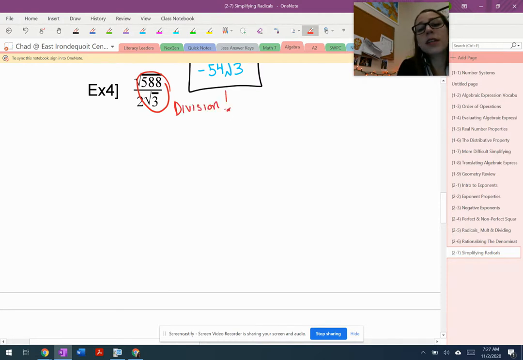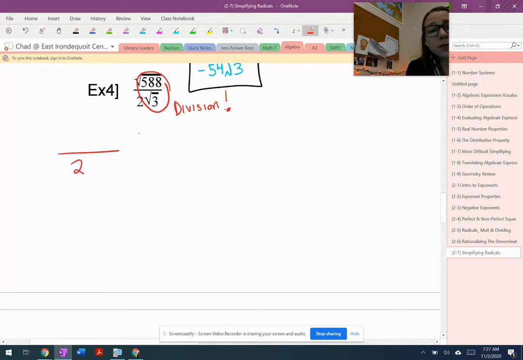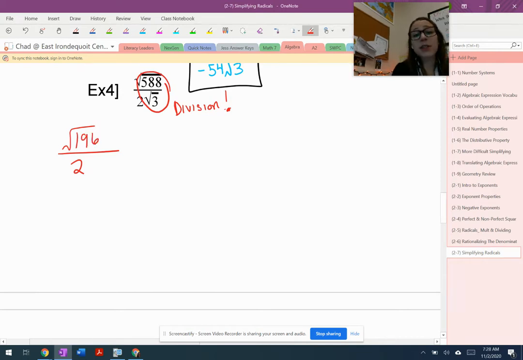Notice I'm leaving the 2 out because it's not in a square root. The 2 cannot be divided by a square root. It has to be in a square root. So really, that 2 is still on the bottom of my fraction. And 588 divided by 3 would give me the square root of, like the calculator said, 196. But that would have to be on the top because clearly 588 is bigger and that's on the top. So the 196 would be left on the top.